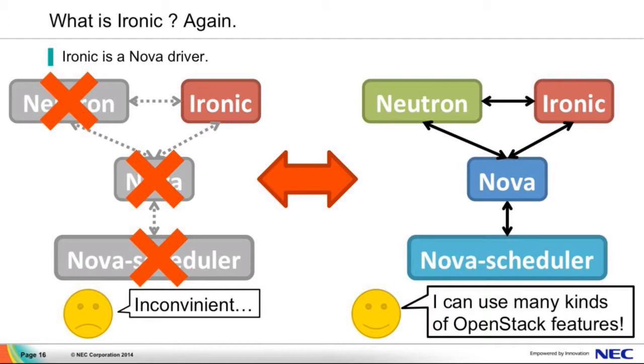Ironic is the Nova driver. If we use Ironic without Nova, we cannot use many useful OpenStack features. Not only Neutron, but we cannot use the Nova scheduler also. Nova is the mediator between OpenStack components.